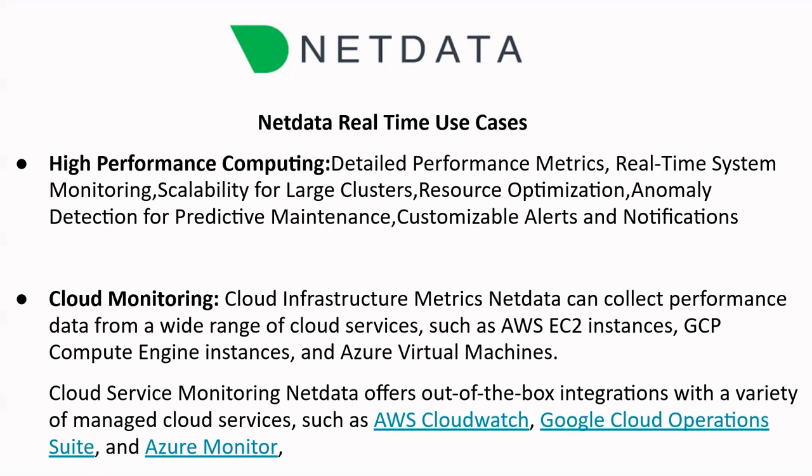Next is cloud monitoring. Netdata helps to monitor cloud infrastructure. For cloud infrastructure metrics, Netdata can collect performance data from a wide range of cloud services, such as AWS EC2 instances, GCP Compute Engine instances, and Azure virtual machines. So here we can integrate CloudWatch, Azure resources, and Google Cloud resources into Netdata, and monitor all your cloud resources in one place using Netdata.